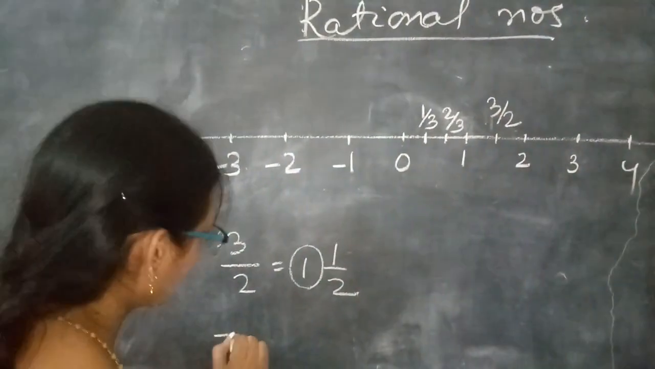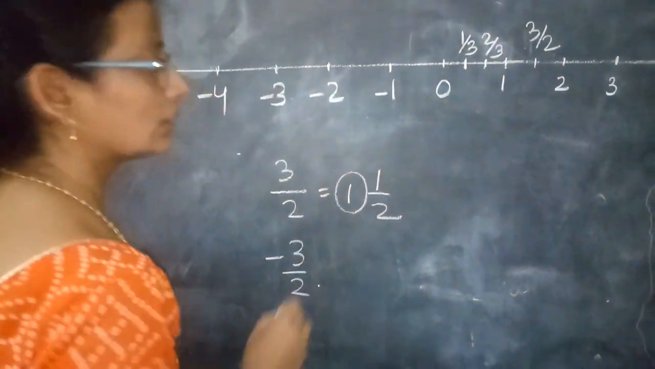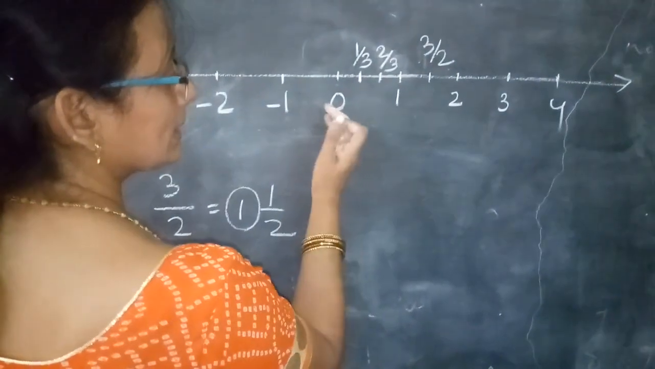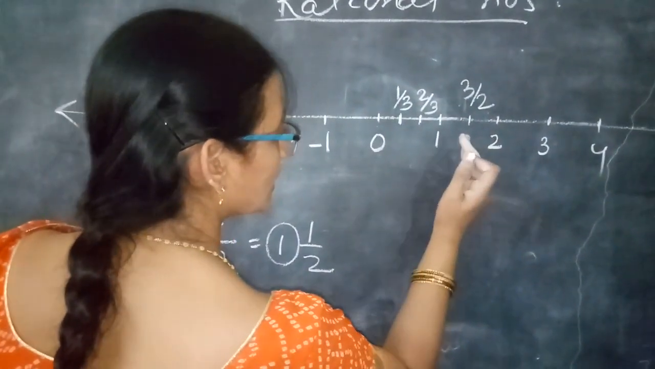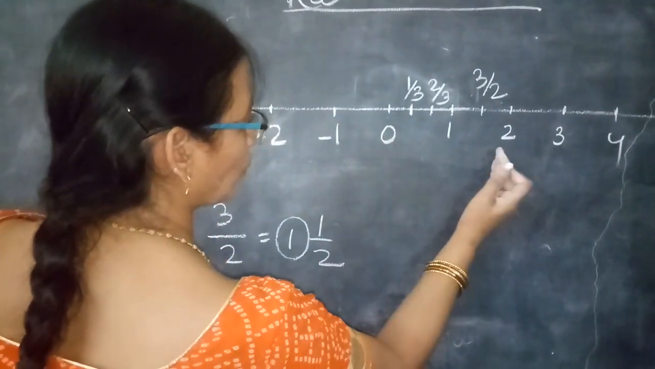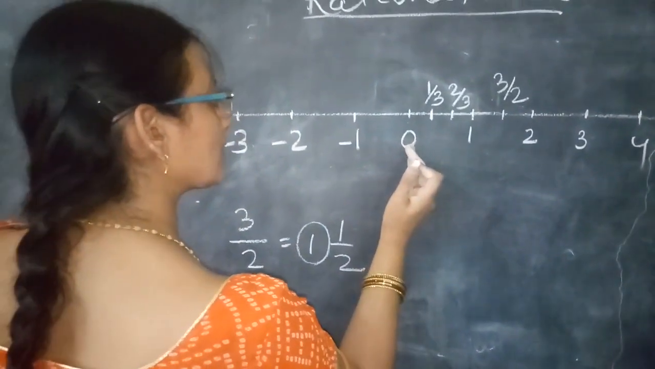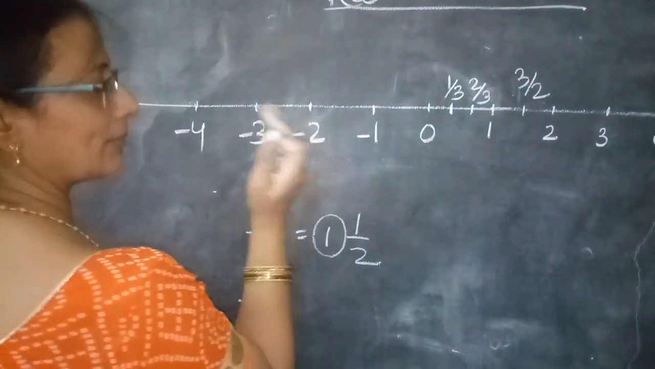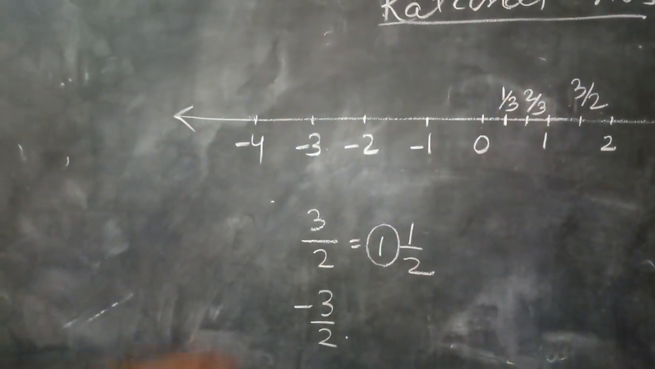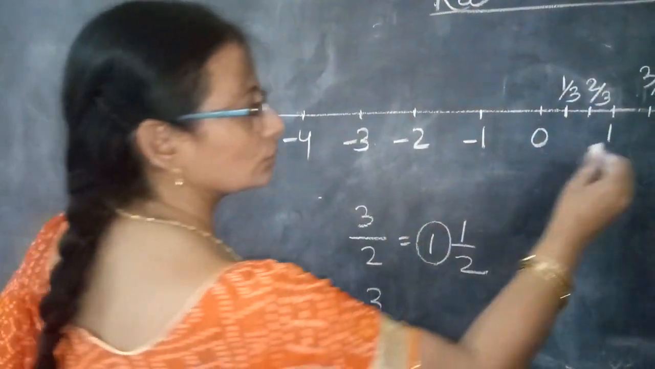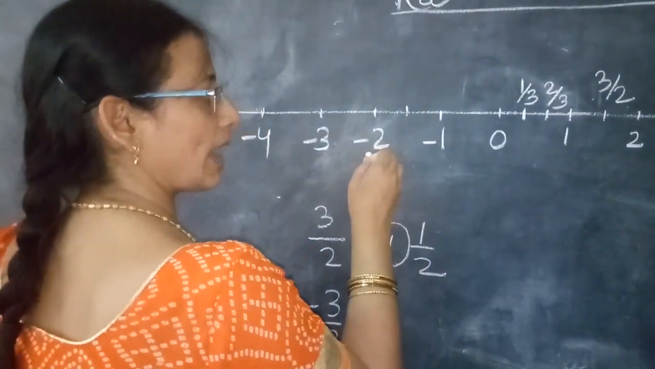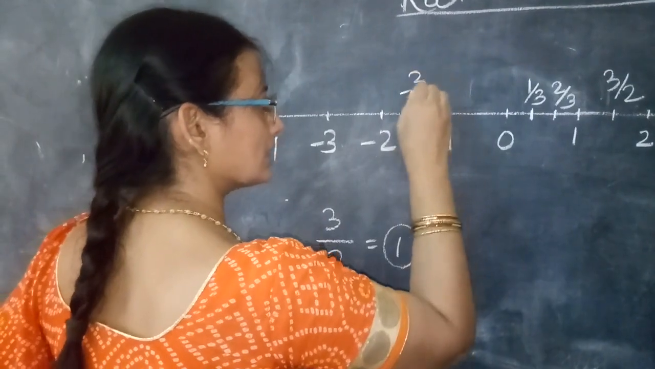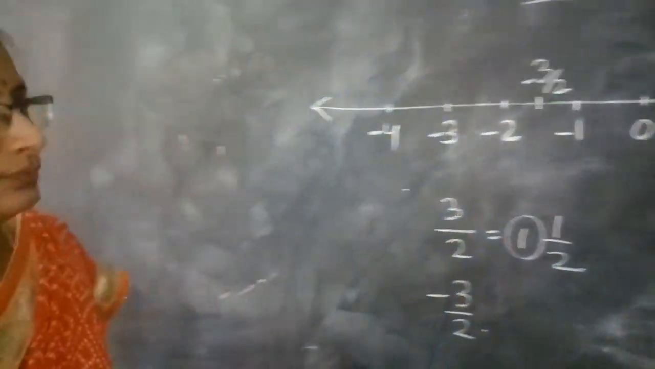So how will you mark minus 3 by 2? Because we know that on the number line, the positive rational number is equidistant from 0, and the negative rational number is also equidistant from 0. So you can take from minus 1 to minus 2, this will be minus 3 by 2.